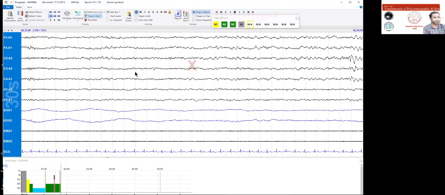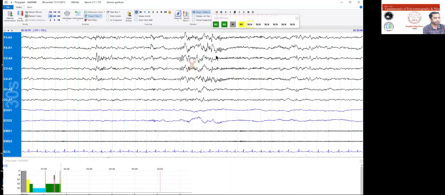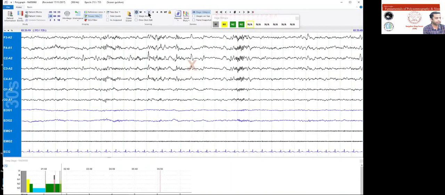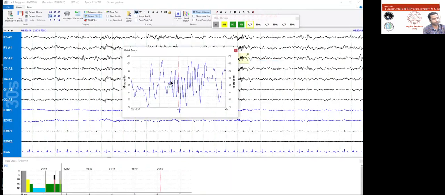Okay, slow eye movements, no spindle or K complex, so this is N1. Here K complexes are there, so N2. Again, K complexes are there, and two spindles are there. So you can see the frequency when you zoom in.